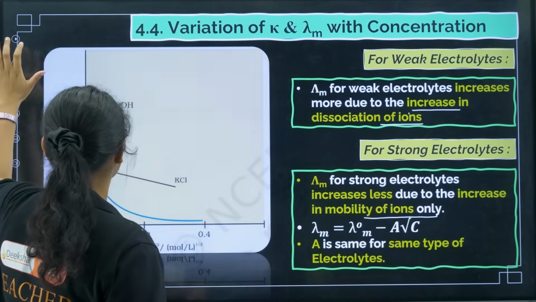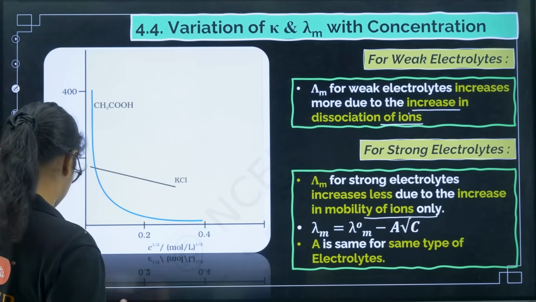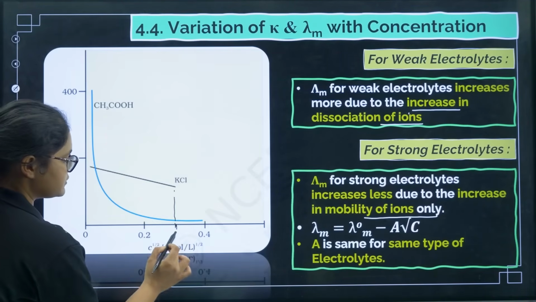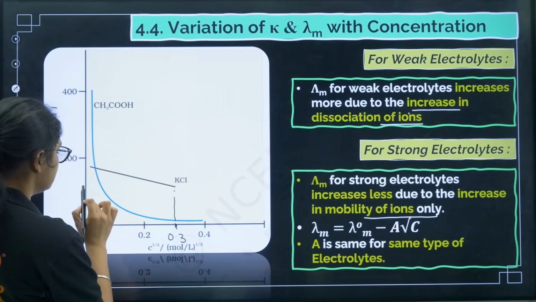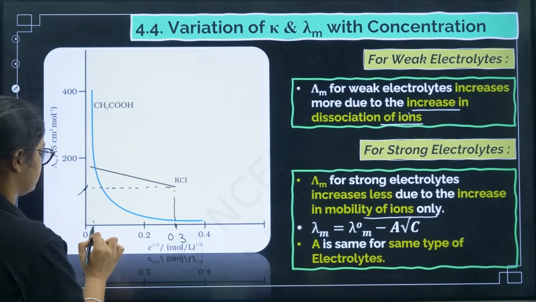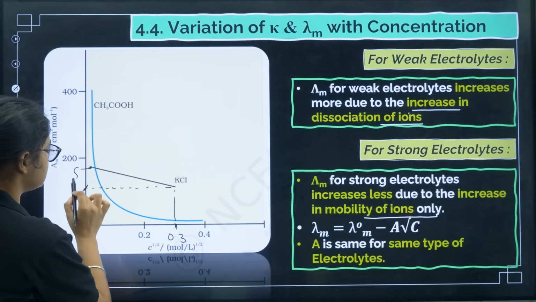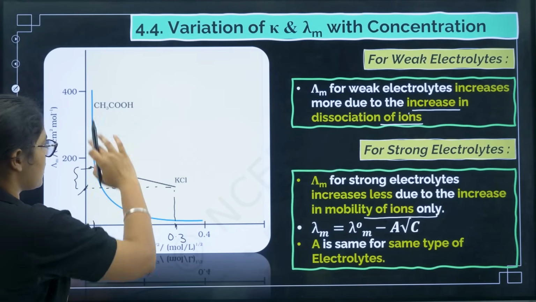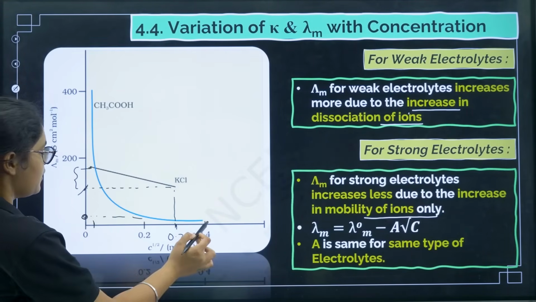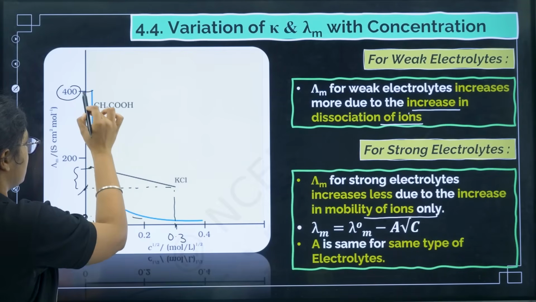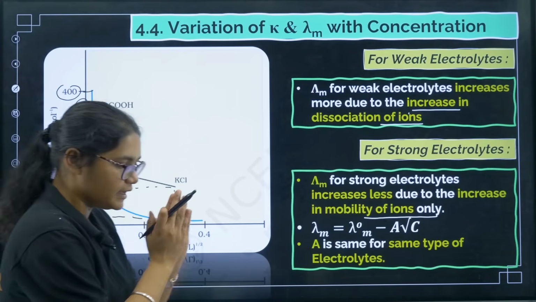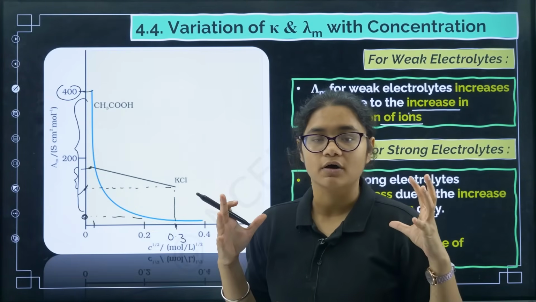You can see this in the form of a graph. Suppose for KCl, when the concentration was about 0.3, the conductivity was at this value. When you decrease the concentration, the conductivity value changes, and this much increase is there. Now for acetic acid, when the concentration was 0.4, the molar conductivity was this much. When it came here, you can see the range of increase in molar conductivity. So that is what we are saying: in a weak electrolyte, the increase is very large compared to a strong electrolyte.